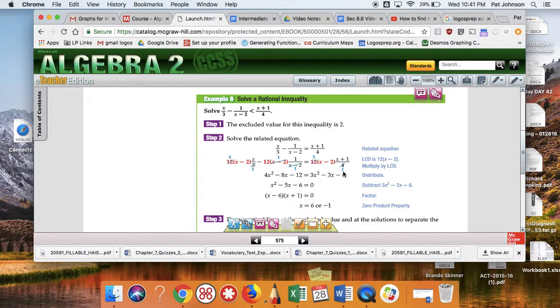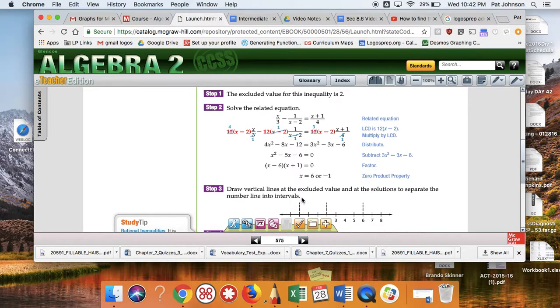Here, the 4 goes into the 12 3 times, and then we have what? X plus 1 times x minus 2 times 3. So we have to FOIL this and then distribute the 3. So when we simplify, this is what we have. 4x squared minus 8x minus 12 equals 3x squared minus 3x minus 6. So now we're just using simple algebra, moving everything to one side and setting it equal to 0. When we do that, we factor it. We get x equals 6 or x equals negative 1.